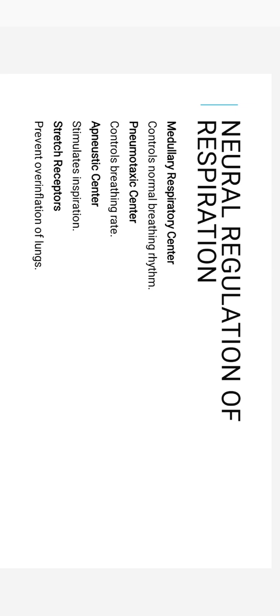In addition to brain centers, receptors present in the lungs also participate in respiratory regulation. Stretch receptors in the lungs prevent excessive expansion. When lungs become overstretched, signals are sent to stop inspiration. This protective mechanism is called the Hering-Breuer reflex.